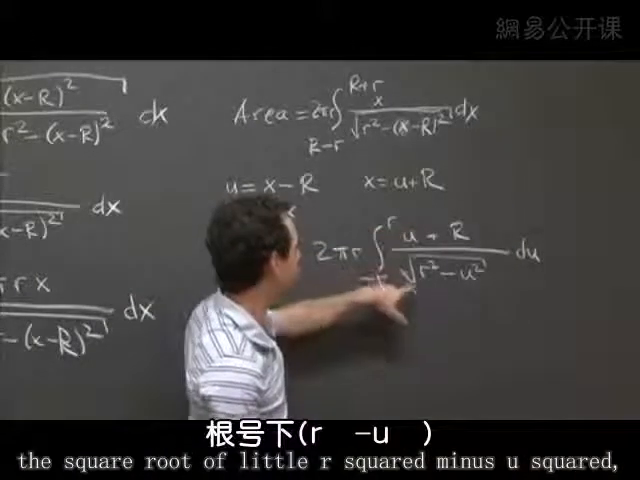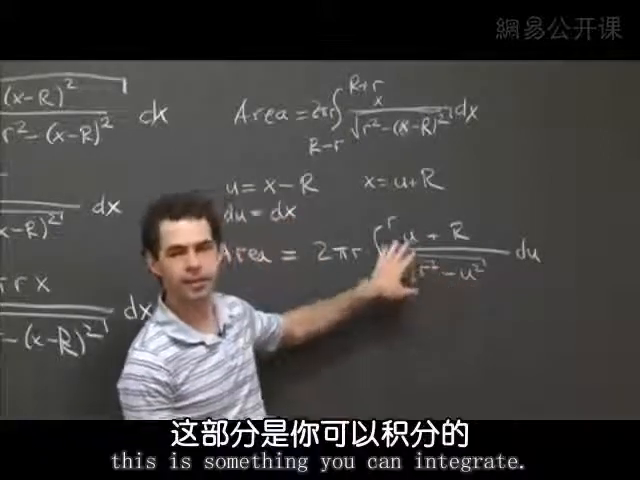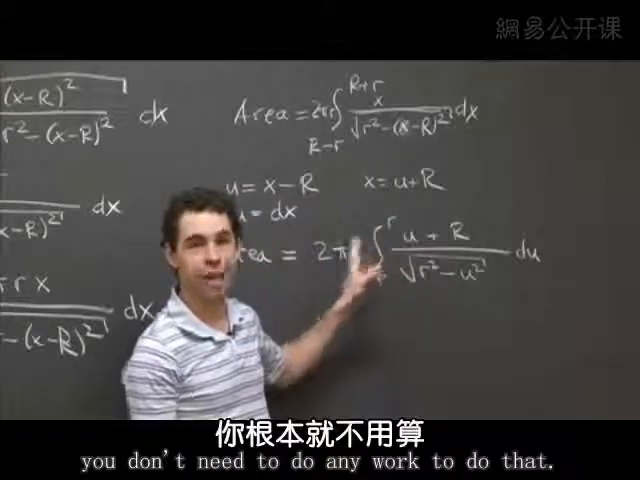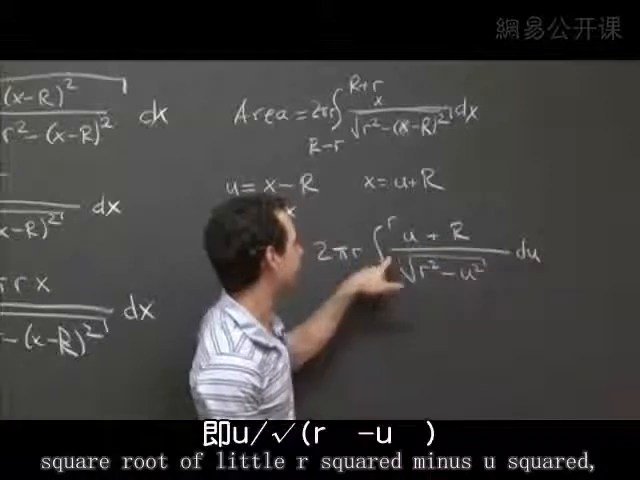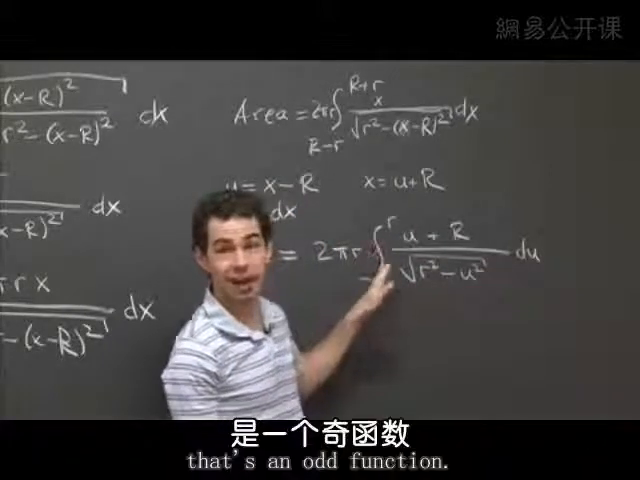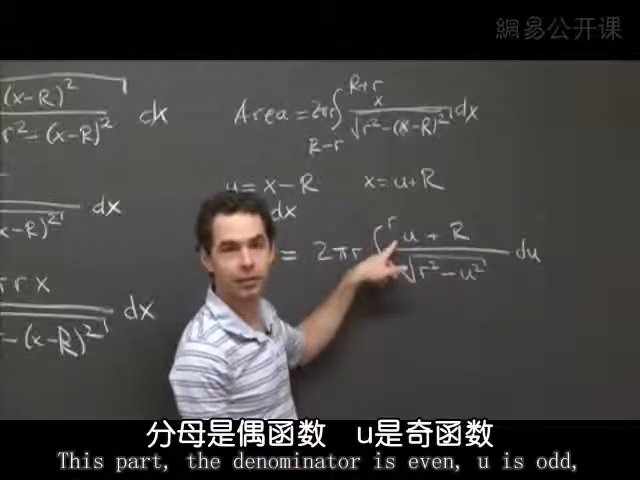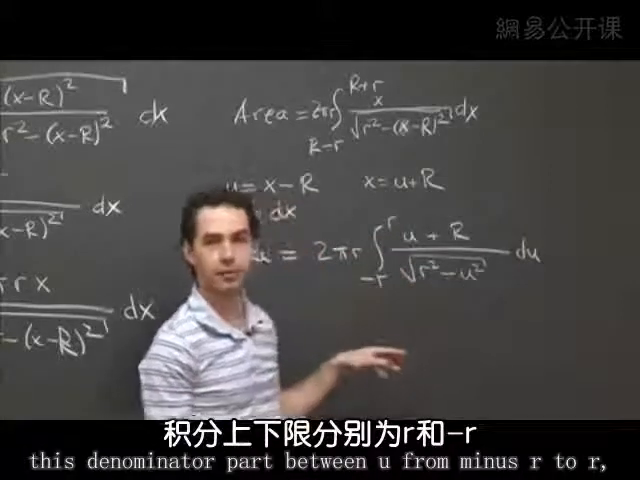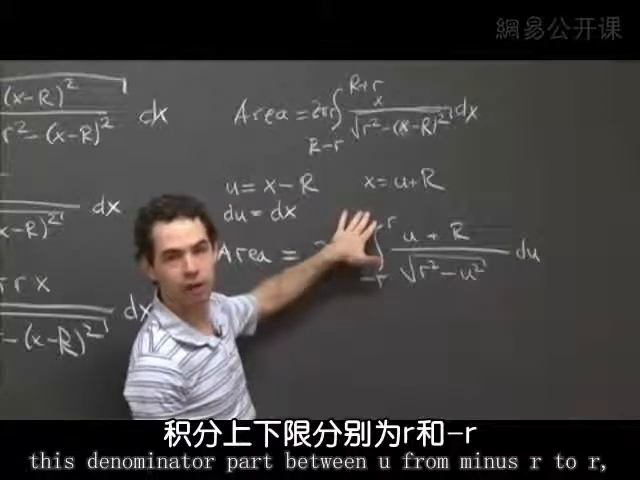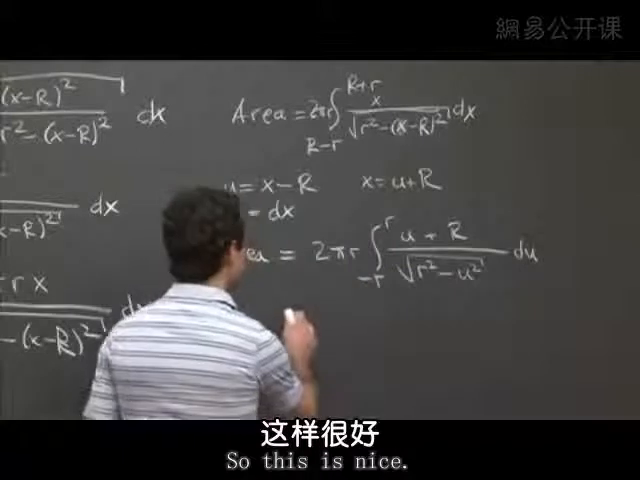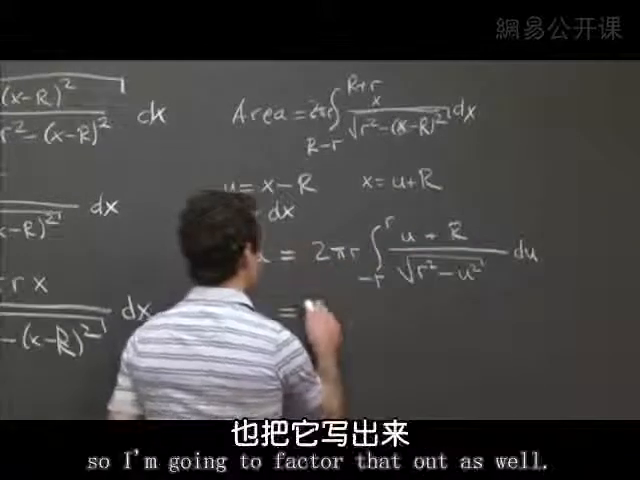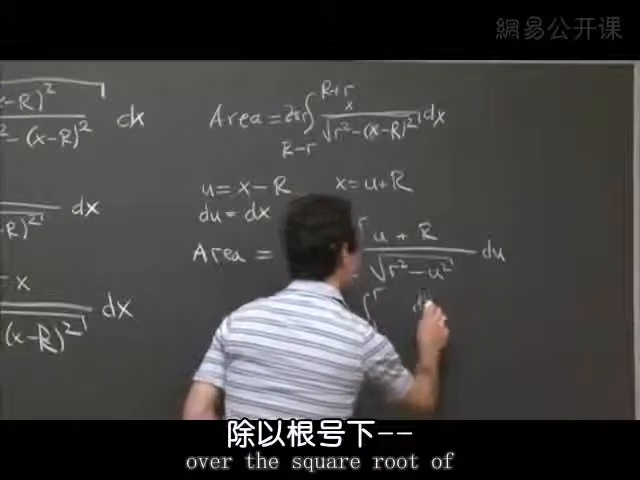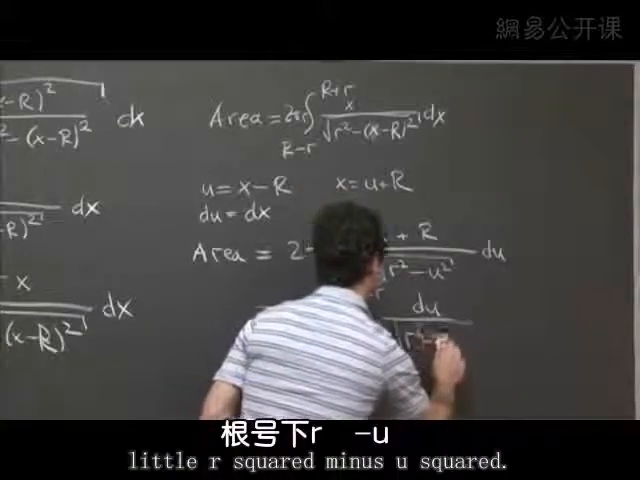So for this first piece, the u over the square root of little r squared minus u squared, this is something you can integrate. You don't need a trig substitution to do that. But actually, you don't need to do any work, because that function, u divided by the square root of little r squared minus u squared, is an odd function. The denominator is even, u is odd, and we're integrating over an interval that's symmetric around the origin. So when we integrate u divided by this denominator from u equals minus r to r, that's just going to give 0. So I can forget about that entirely. So this is nice, and then I'll have a constant here, so I'm going to factor that out as well. So I get 2 pi little r big R integral from minus r to r of du over the square root of little r squared minus u squared.